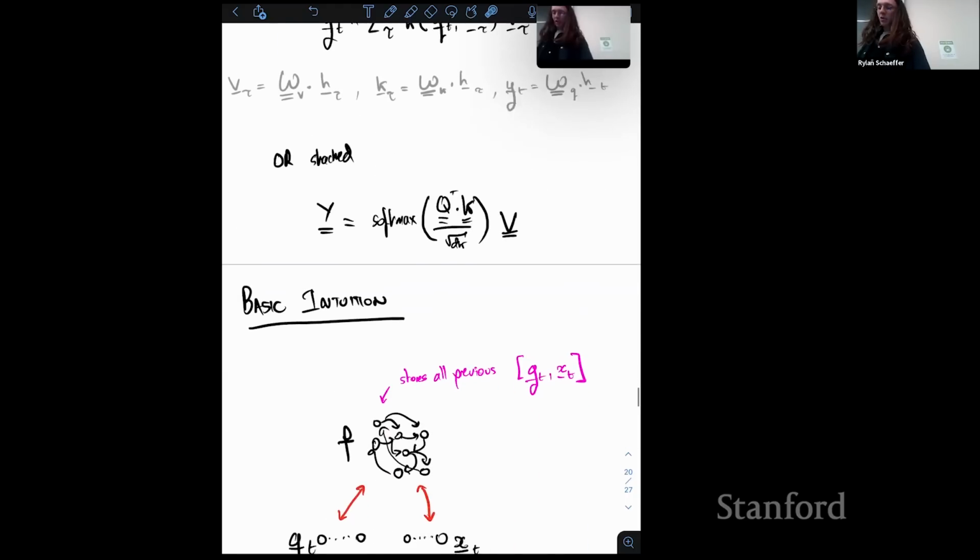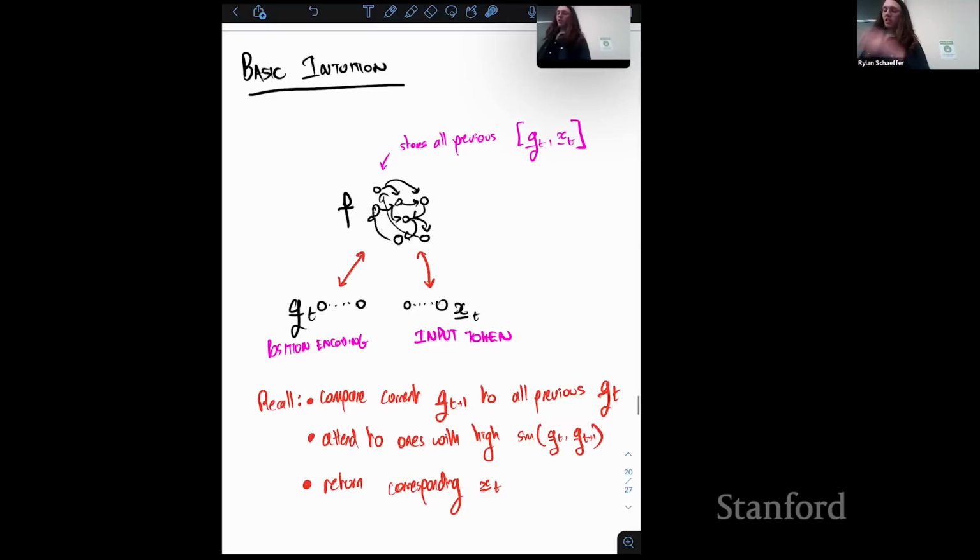The basic intuition about how these parts map onto each other is that the G is the position encoding, as you may have been able to predict. The X are the input tokens. When you put in the memory and try to recall which memory is most similar, that's the attention part. You compare the current G_t to all of the previous G_t's, and you recall the ones with high similarity and return the corresponding X.